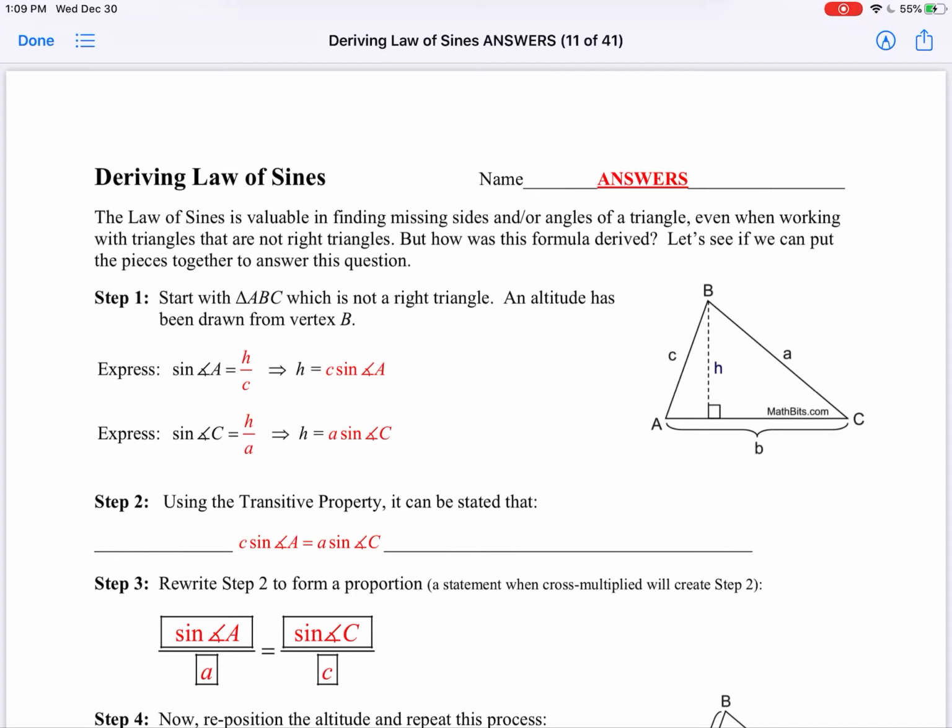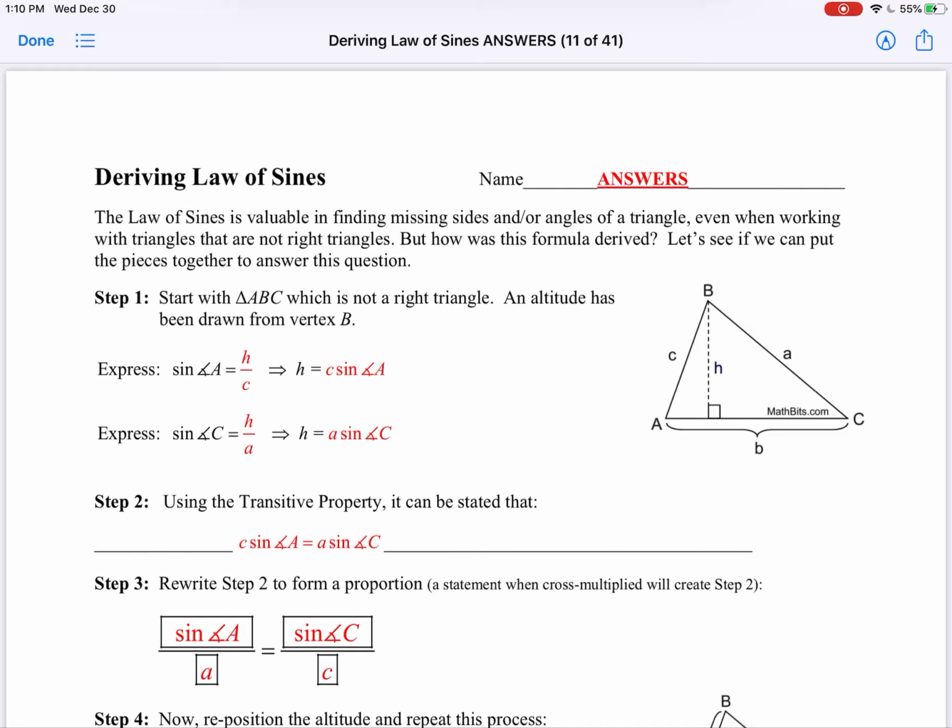Same thing for the second one. Now it's asking us to express sine of angle C. Well, this time I'm going to use the right triangle that's on the right-hand side. So my opposite side from angle C is going to be H, while my hypotenuse on that triangle is now A. All right. You can always reference my teacher notes on this too. I go into it a little bit better.